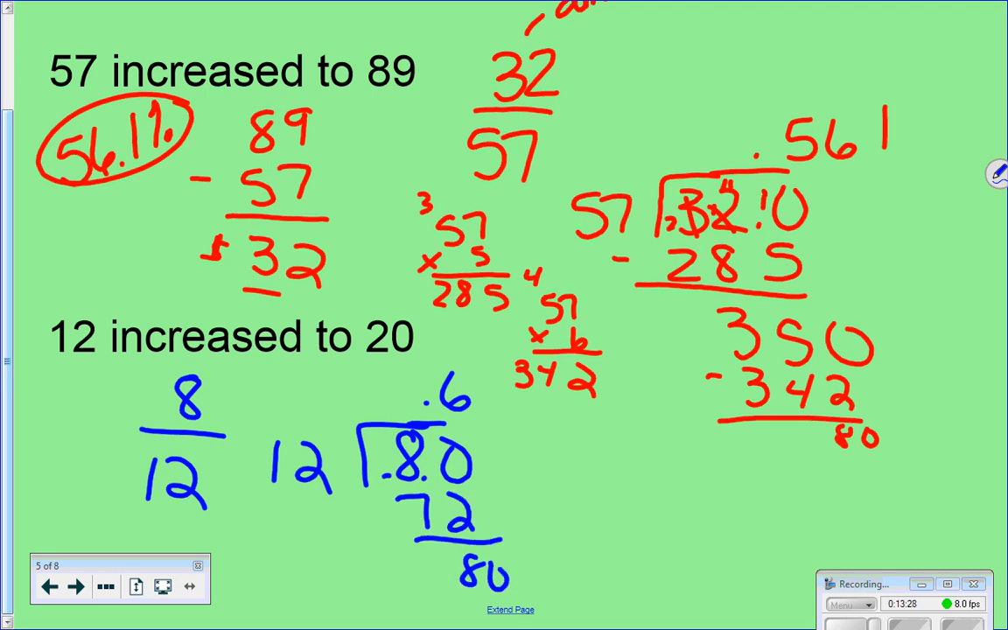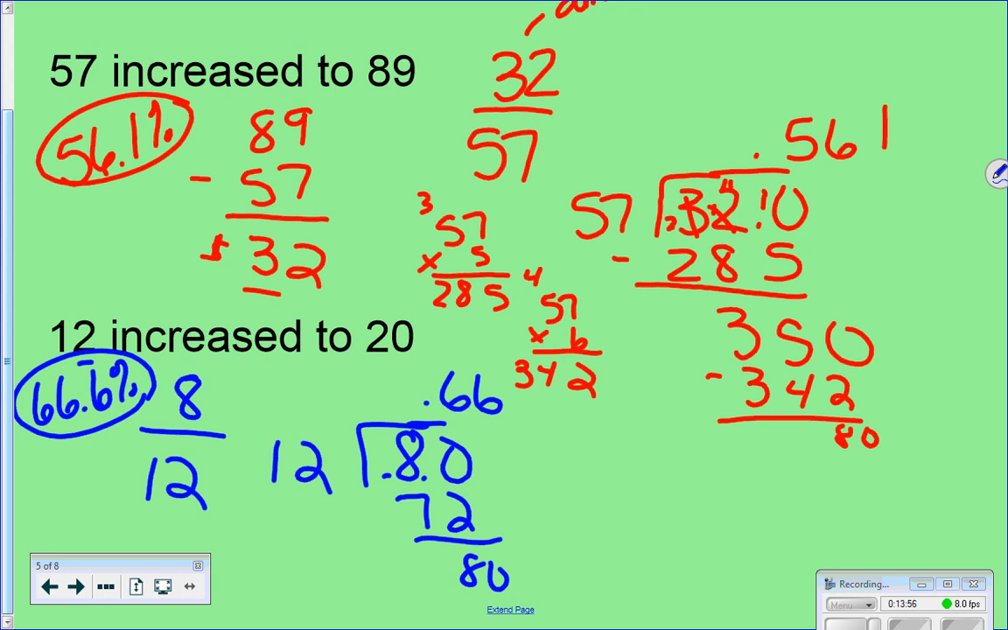Uh-oh, guess what's going to keep happening here? It's going to keep repeating. Do you see how it's going to keep giving 80, 80, 80, 80? So, if I know that, about what percent? 66.6%? That's how much that shirt increased. Oh, that'd be terrible. You can, if you want to put the repeating, you can. Yep. I probably should have.